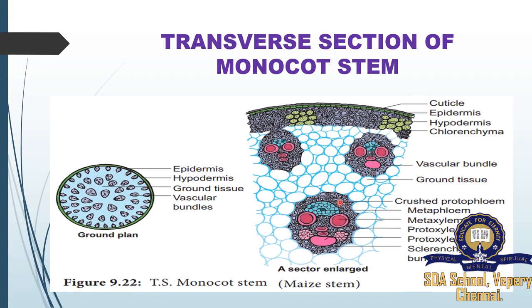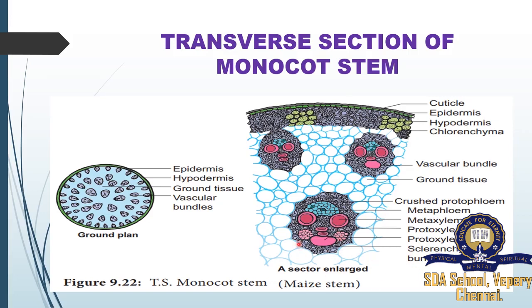Next, in this vascular bundle, the upper one, the brown colored cells, you can say crushed protophloem. Then the blue colored ones, we can say metaphloem. Then this pink colored, hyaline-like structure is the metaxylem. Then below that we have the protoxylem. Next we have a duct, those small holes like a structure, it's the protoxylem lacuna. Then the last one, the sclerenchymatous bundle sheath.